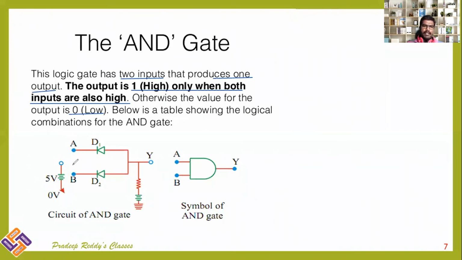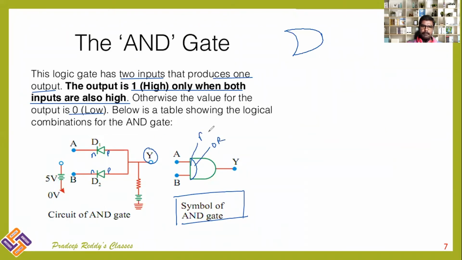Now see here, A and B are the two inputs, and you are providing diodes such that this is N type, this is P type. This is N type and this is P type. You are able to see the output here, Y. And this is the symbol of the AND gate. The OR gate symbol is this. The only difference between OR and AND is that this will be curved for OR and this will be straight for AND. That is the difference between the AND gate and OR gate symbol, nothing else.